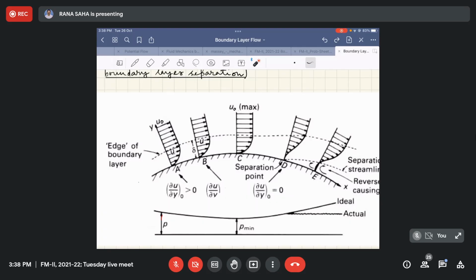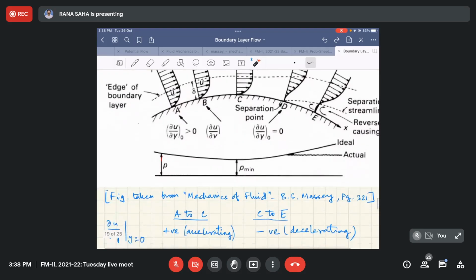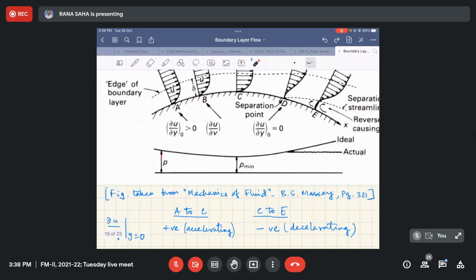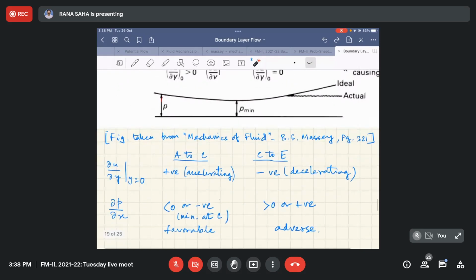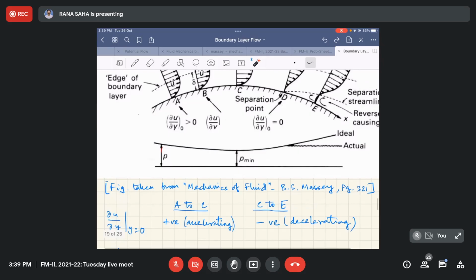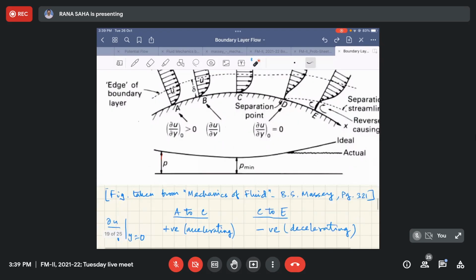So up to point C, we have, in the direction of flow, a decrease in pressure. That means one can say dP dx or del P del x is less than 0 from point A to point C. That is what is called negative pressure gradient, right? Which is favorable. Because why is it favorable? Because it actually helps to attach the flow with the solid boundary.